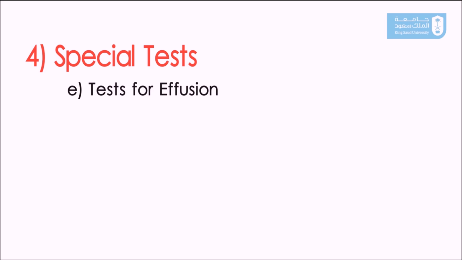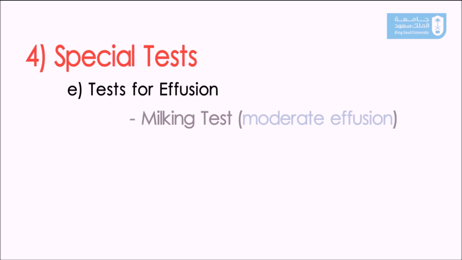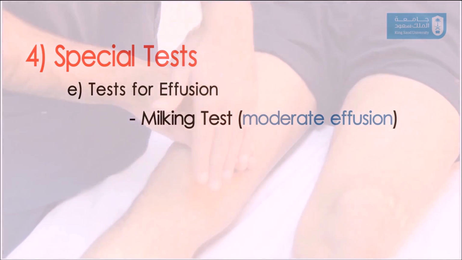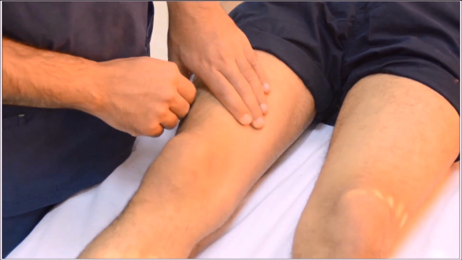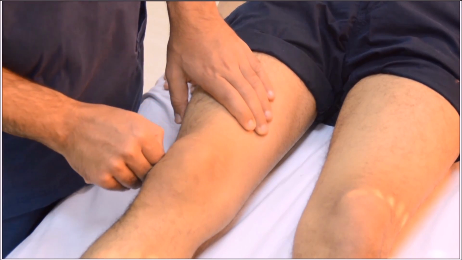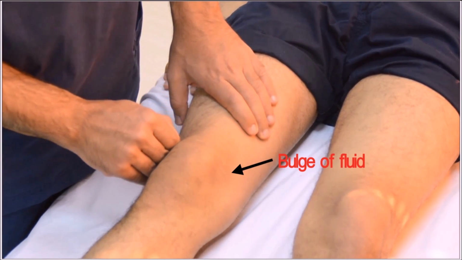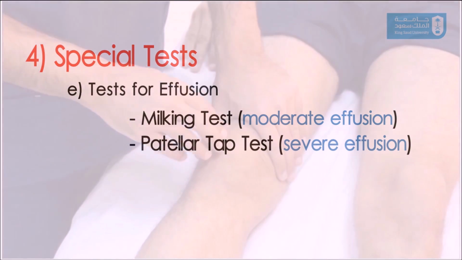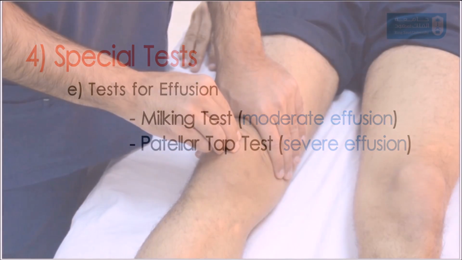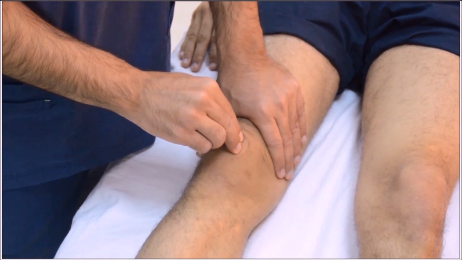Test for effusion. Perform the milking test for moderate effusion. Push the fluid up on the medial side, then push the fluid down on the lateral side, looking for any bulging in the medial fossa. The patellar tap test is for severe effusion. Squeeze the suprapatellar pouch. Then tap the patella with the other hand. Feel for a tap, which would indicate a larger effusion.